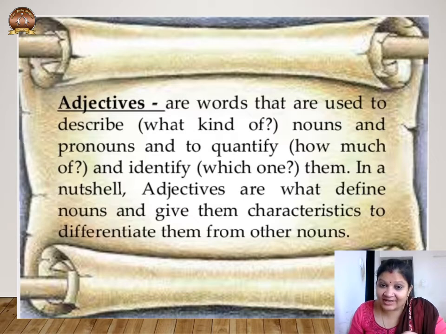And what do they describe? They describe kind, they describe which one, they help in identifying. So they actually define nouns and give them characteristics and differentiate them from other nouns. And because pronouns come in place of nouns, automatically this happens with them too. So an adjective is a word that is going to describe a noun and pronoun in a sentence and say more about them. That's how we can define them.